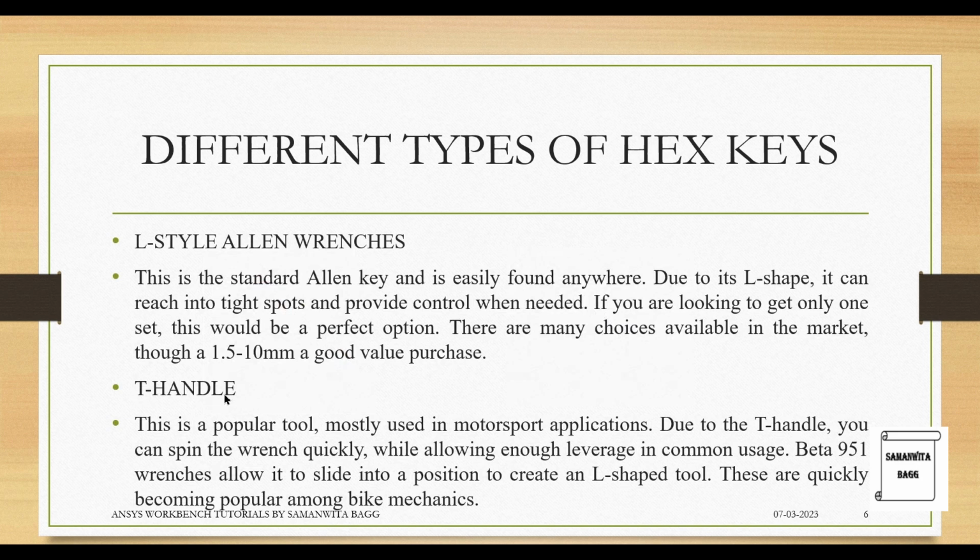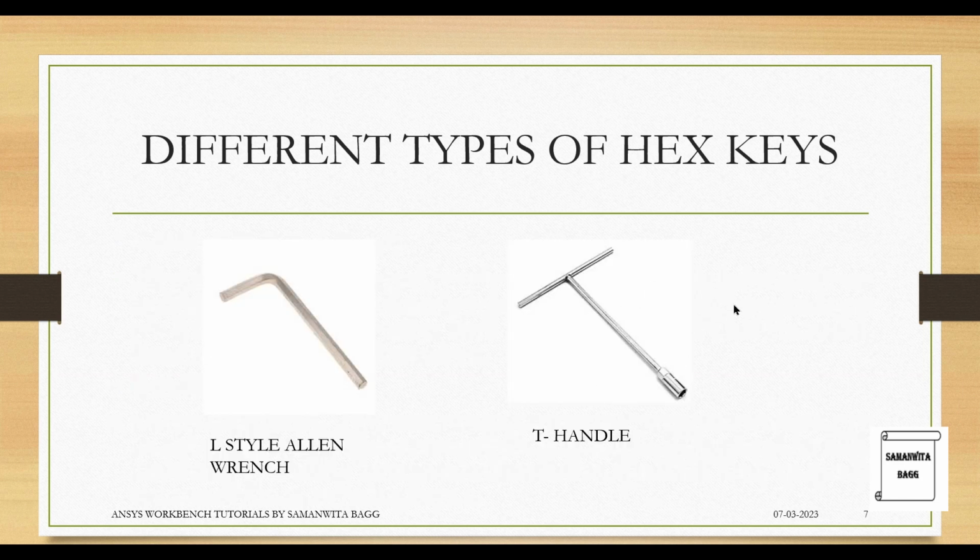There's something called as T-handle. This is a popular type mostly used in motorsport applications. Due to the T-handle, you can spin the wrench quickly while allowing enough leverage in common usage. Beta 951 wrenches allow it to slide into a position to create an L-shaped tool. These are quickly becoming popular among bike mechanics. This is a T-handle type of hex key.